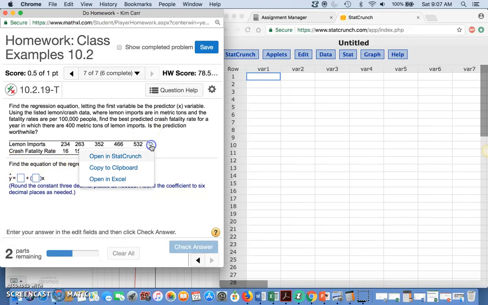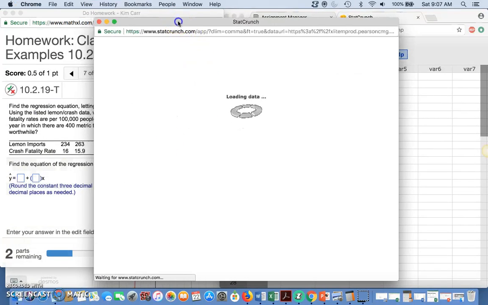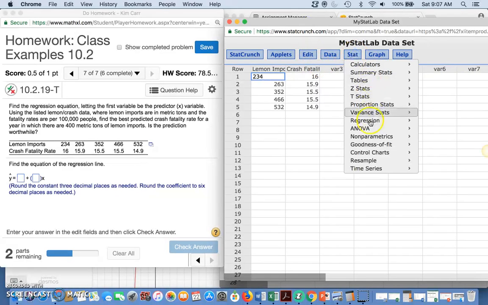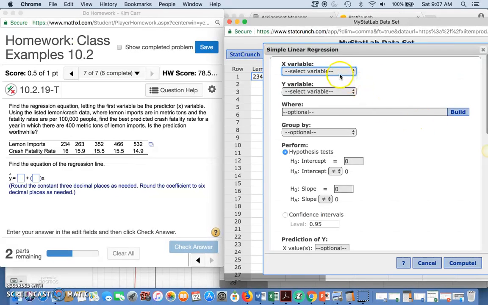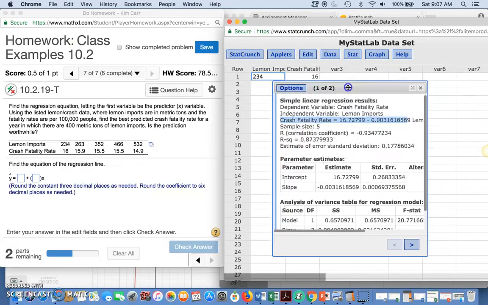Let's open it in StatCrunch. Okay, let's go to Stat. Let's do regression, simple linear. Your X variable is the lemon imports. Your Y variable is the crash fatality rate. And then we compute. Okay, you're looking for the equation. And it's like there.